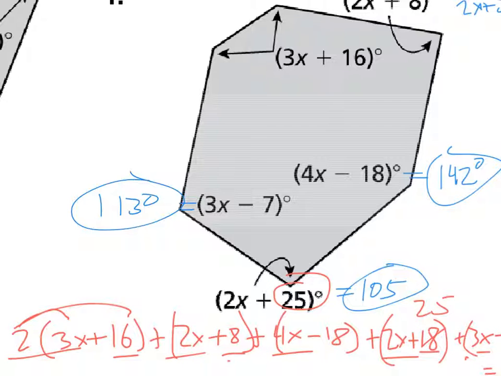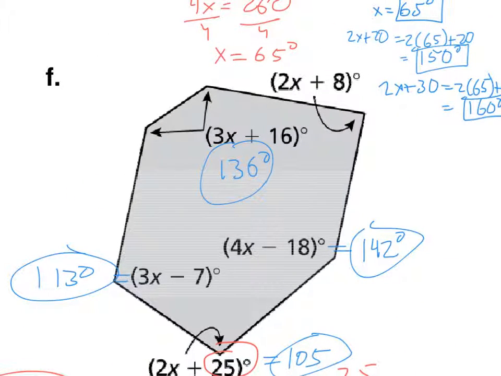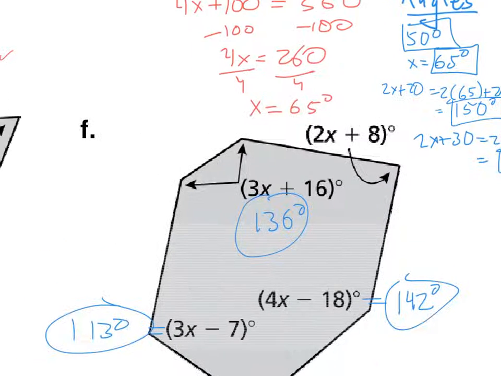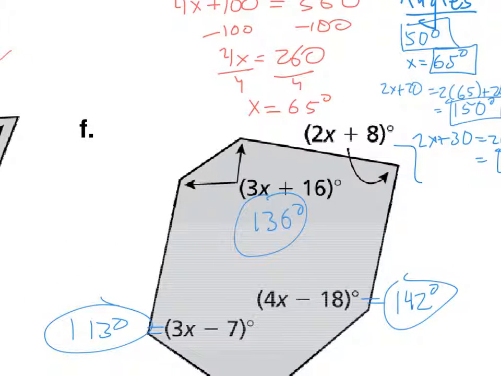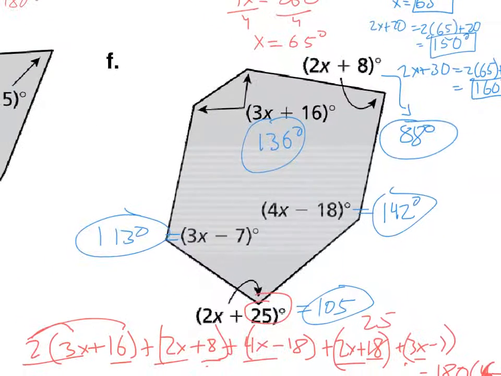These two angles come out to be 3 times 40, sorry, which is 120 plus 16, which gives us 136. And last but not least, these angles up here give us 2 times 40 plus 8, which would be 88 degrees. Okay. We actually have two 136s up here because there's 2 of those angles. So there's our angles. 113, 105, 142, 88, 136, and 136. Good work.